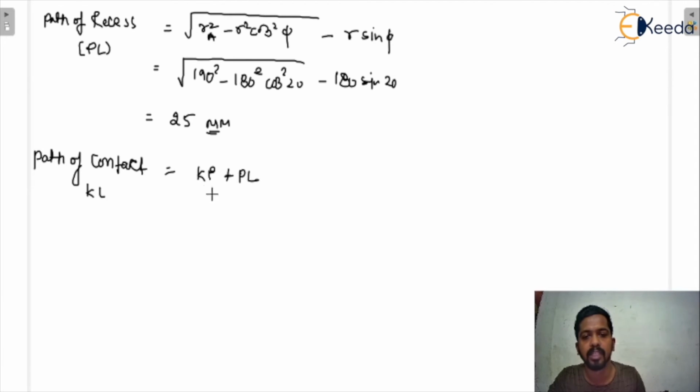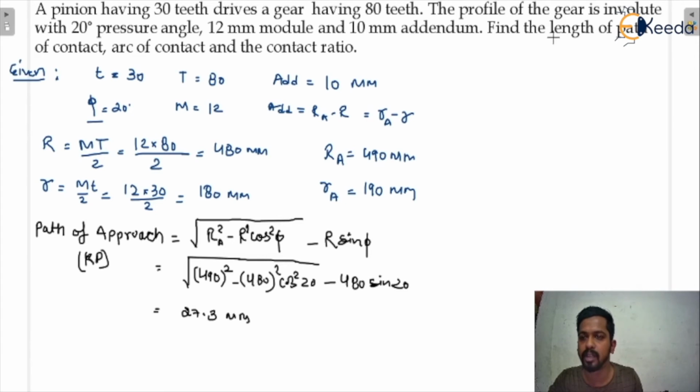Now just put the value here, you will get the value of path of contact: 27.3 plus 25. When you add them, you will get 52.3 mm. So that is the answer you get for the first part of that question, that is the path of contact.